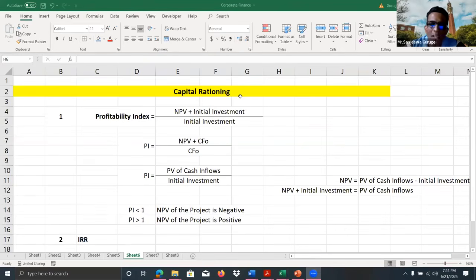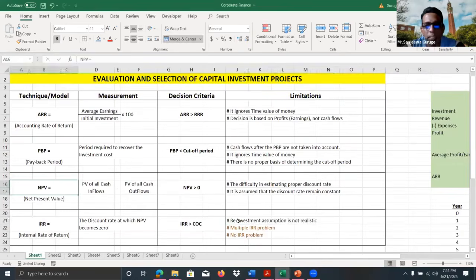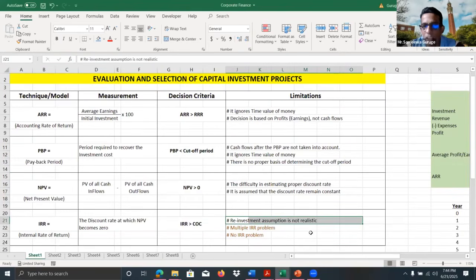Reinvestment assumption. That is the issue, because it is not realistic. A number of answers given say we assume cash flows will be reinvested at IRR. That's correct. That's the limitation. That is the biggest limitation of IRR. The reinvestment assumption is not realistic.